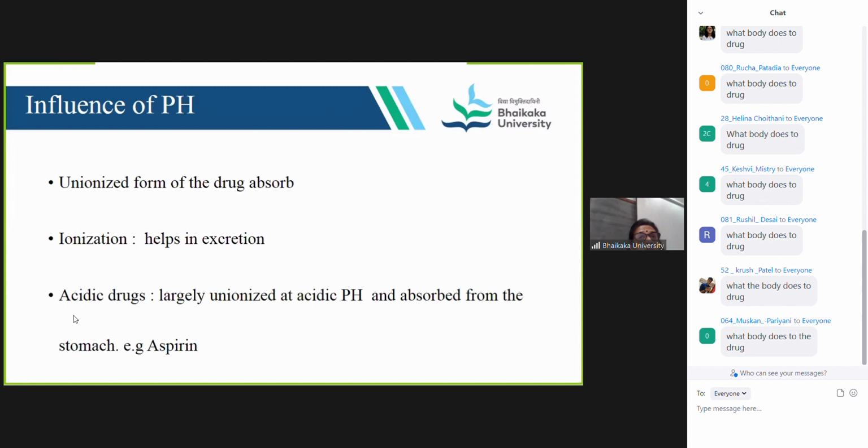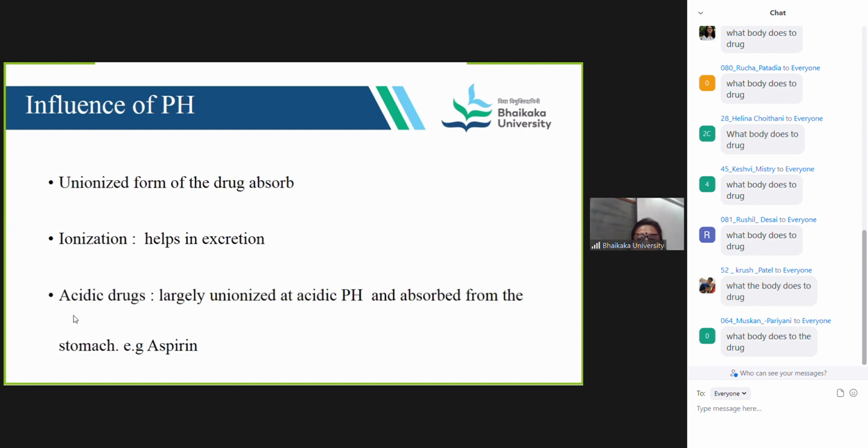There is an influence of pH, as I told you, that the unionized form of the drug will be absorbed and ionization will help in excretion. So what is the importance of pH in relation to absorption? The unionized drug will be absorbed, but the ionized drug will help in excretion.